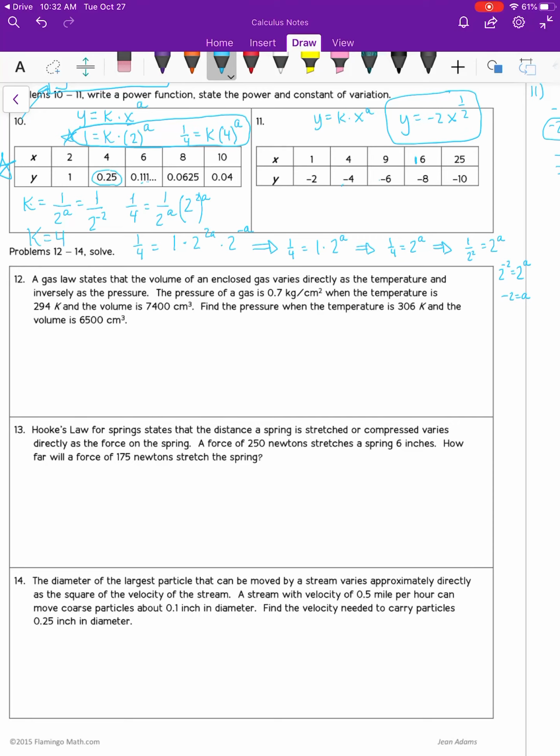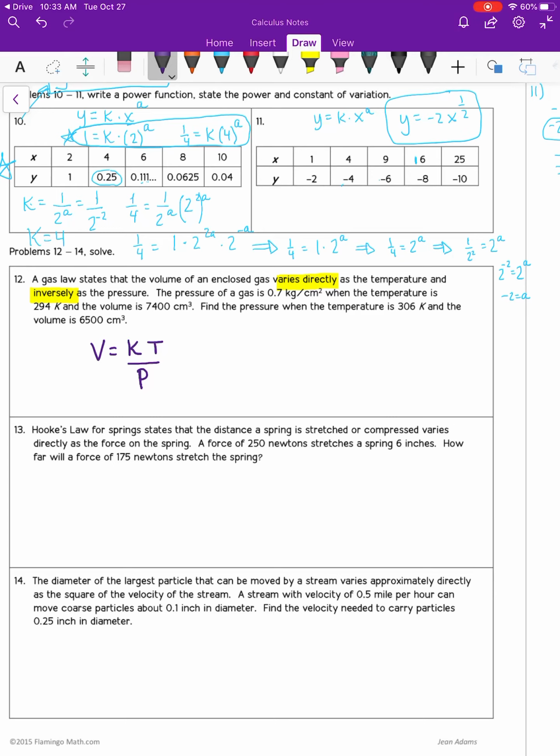Now we go to number 12. A gas law states that the volume of an enclosed gas varies directly as the temperature and inversely as the pressure. Now this is interesting because your volume varies, so you always have your K. Directly as the temperature and inversely as the pressure. So the inverse variation, pressure, goes in the denominator, the direct variation, temperature, goes in the numerator. So that's interesting that they did both, and that's okay because sometimes you see both.